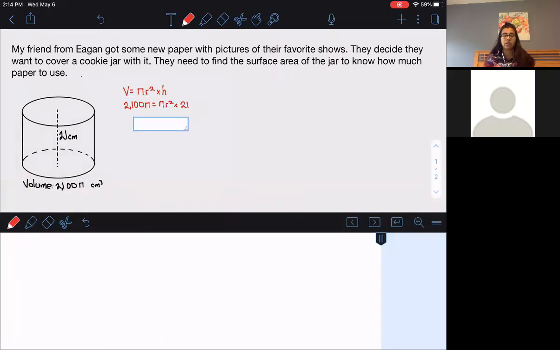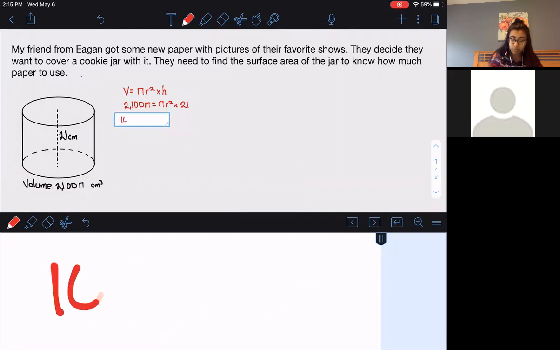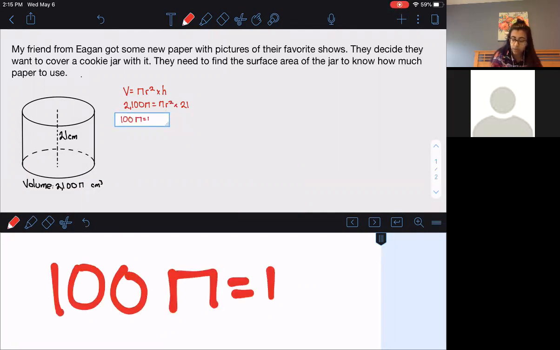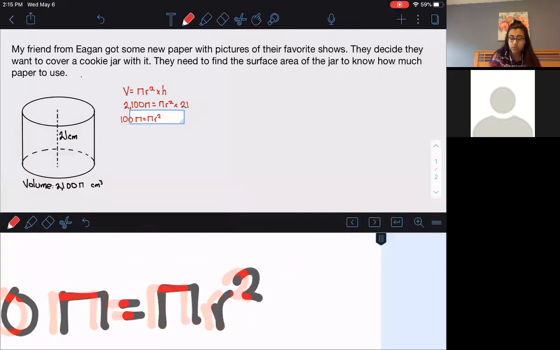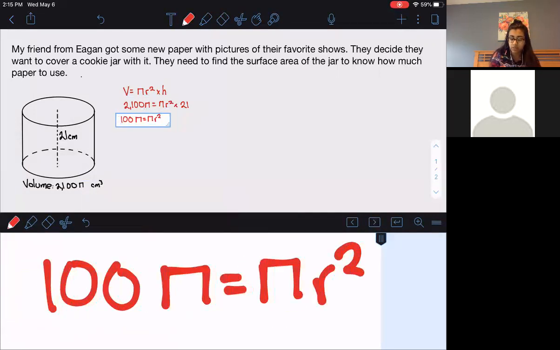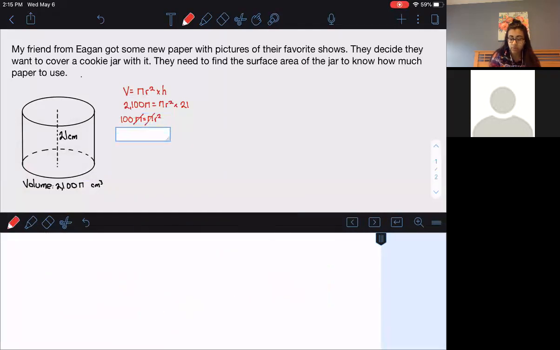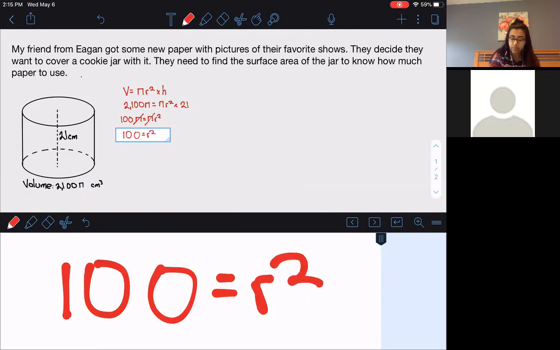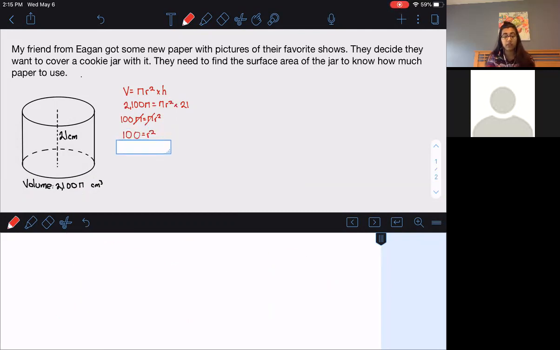Let's begin by solving this. This shouldn't be too hard because you're essentially doing some basic division. You're going to do 2,100 divided by 21, and you should get 100 pi equals pi r squared. Now we see that pi is on both sides of the equation. That means we can divide it off of both sides and it'll cancel out. So now we have 100 equals the radius squared. We're almost at finding the radius.